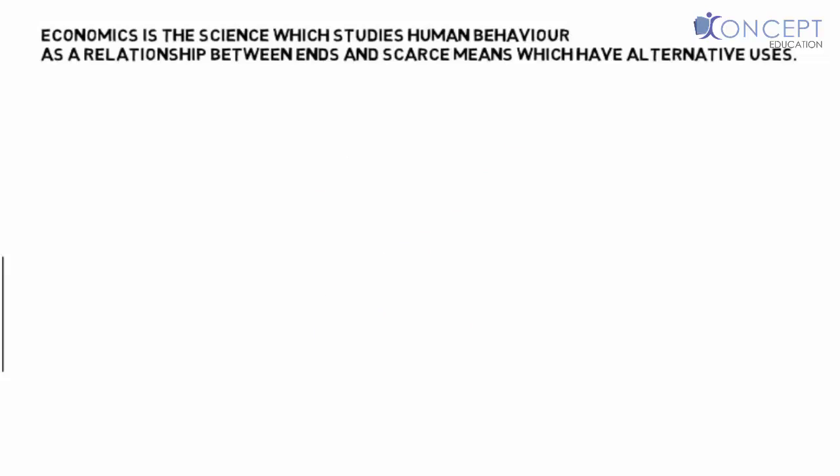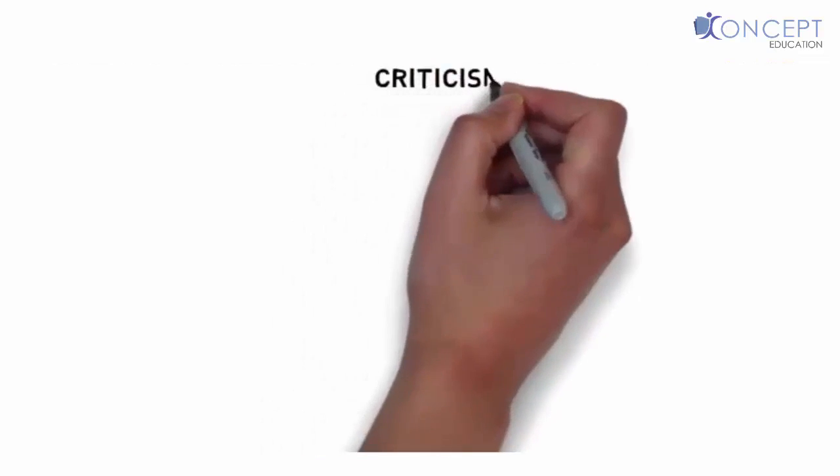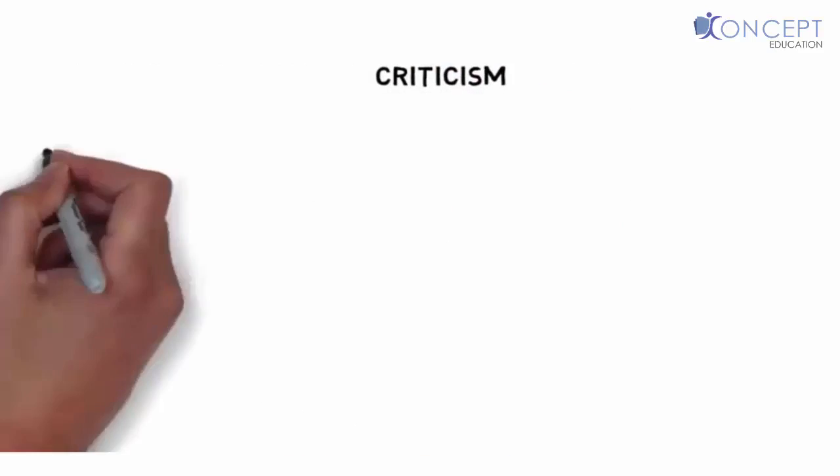So this brought a lot of criticism. The first criticism of the Robbins definition is that it is impersonal and colorless. So we will study what positive and normative science is, which will explain in detail why people said Robbins' definition was impersonal and colorless.